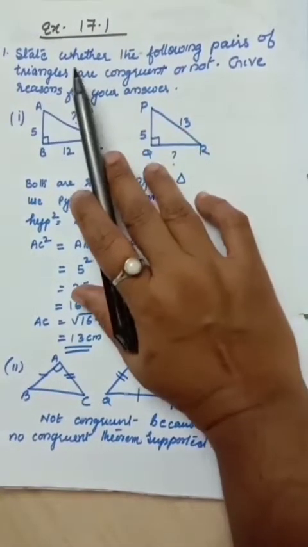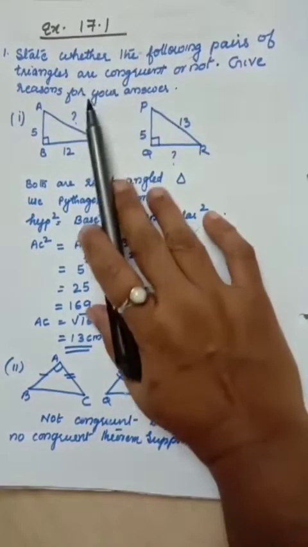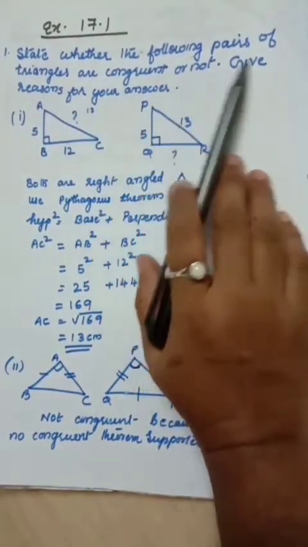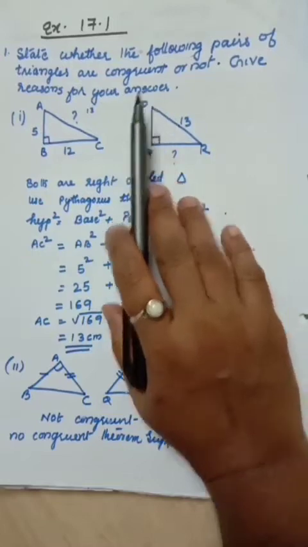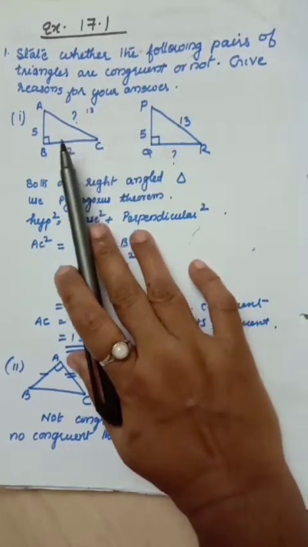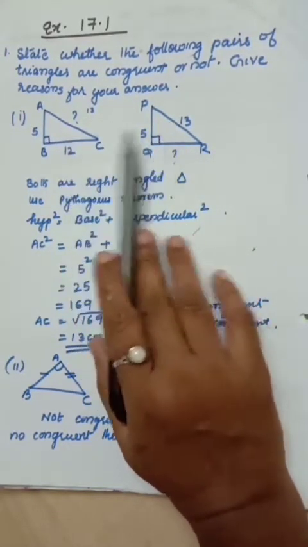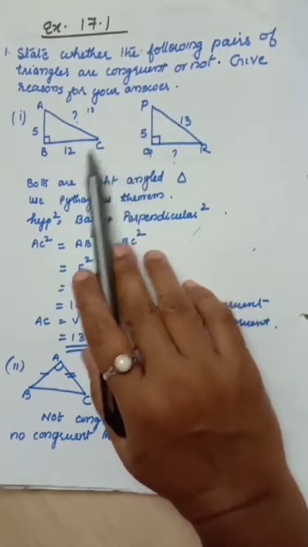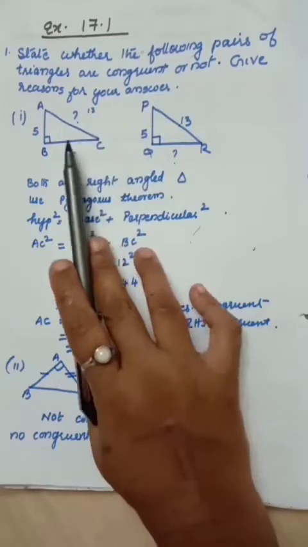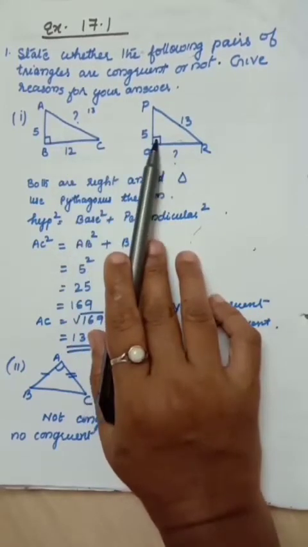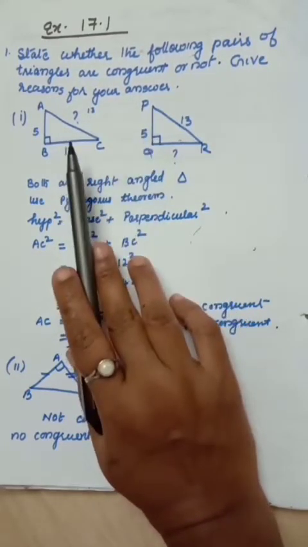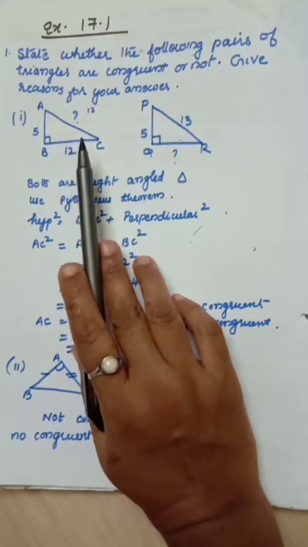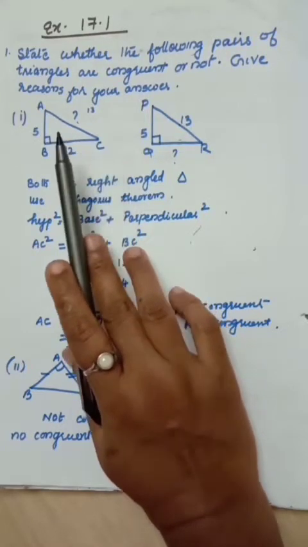Exercise 17.1. State whether the following pairs of triangles are congruent or not. Give reason for your answer. Check it. These two are right-angled triangles. When a right-angled triangle is there, first you have to check RHS congruence. See, 90 degree, 90 degree. RHS congruence means right triangle, hypotenuse and one side.